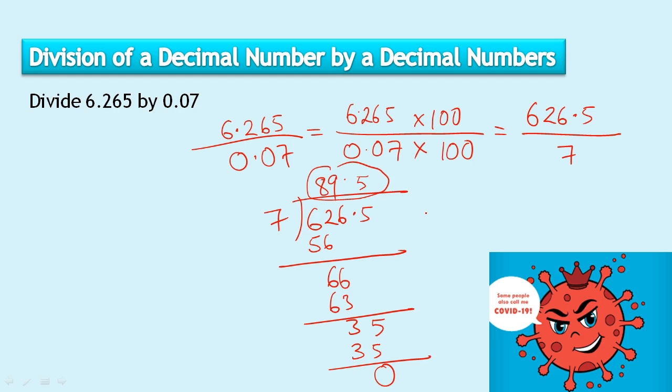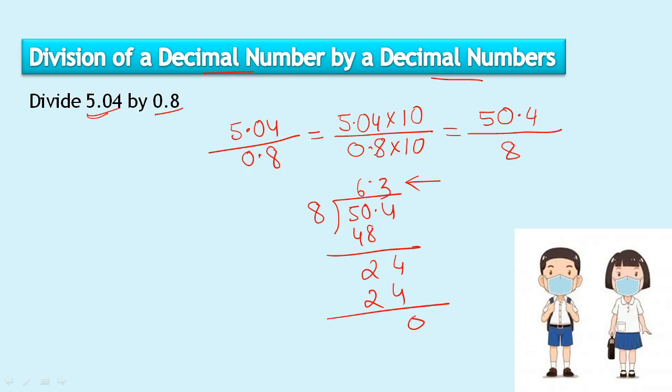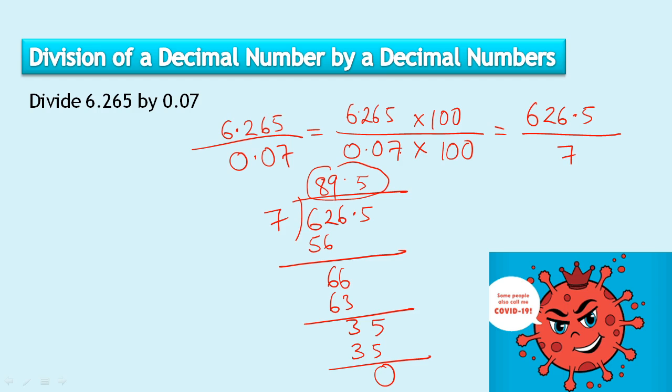So this way we can do the division of a decimal number by a decimal number. For that you need to do this extra work, where we make the denominator a whole number by multiplying. You need to see how many digits are after the decimal point. Since we have 2 digits, we multiply by 100. In the previous question we had only 1 digit after the decimal point, that's why we multiplied by 10, because 10 has only 1 zero, and here 2 places, so we multiplied by 100 because 100 has 2 zeros.